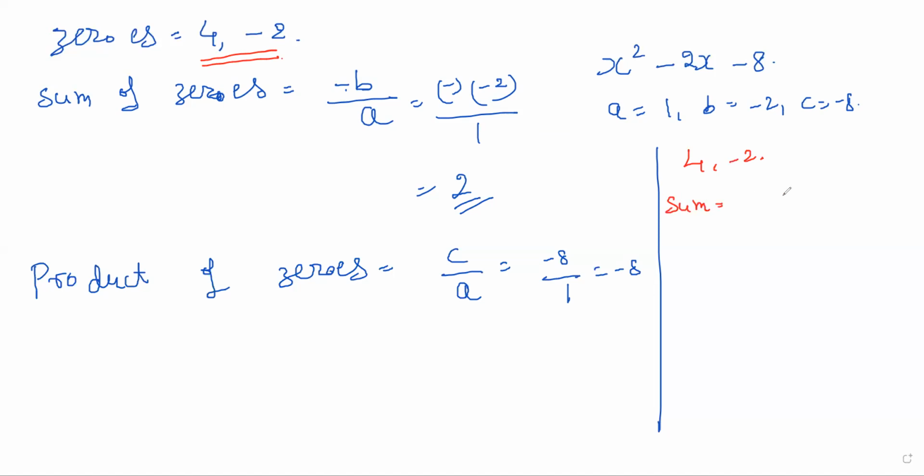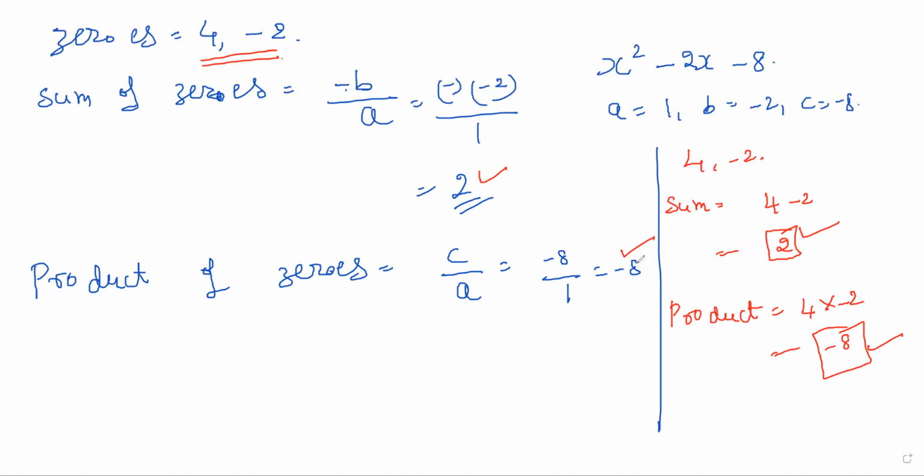Sum is nothing but 4 minus 2, that is equal to 2, right? And what is the product here? Product is equal to 4 into minus 2, that is equal to minus 8. See, what is the sum of zeros here? 2. Here also we have got 2. Here the product is minus 8 and here also it is minus 8. So the values are satisfying the equation. This is how we verify the zeros of the polynomial with the equations.